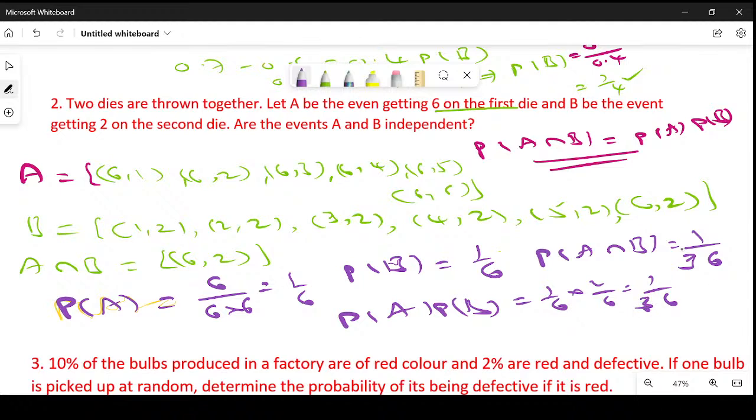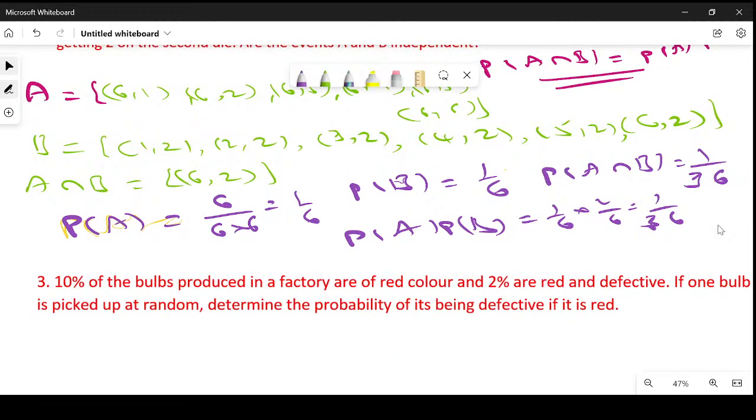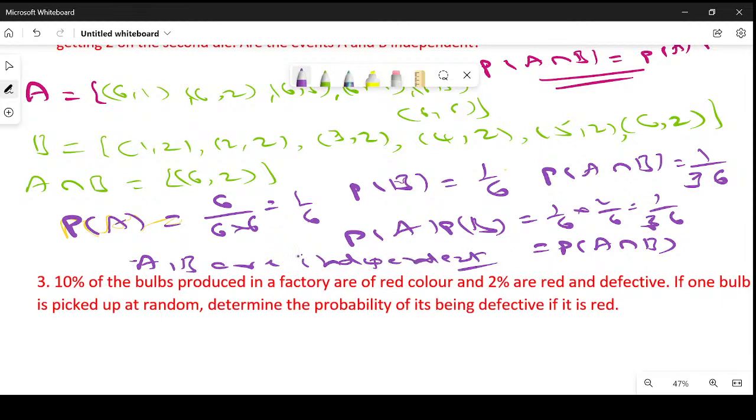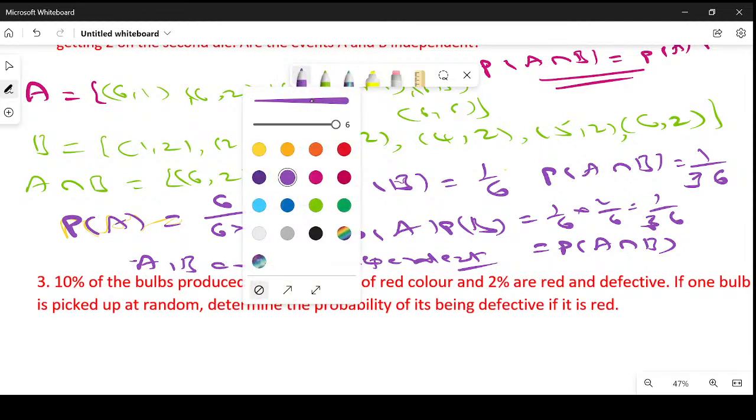So our conclusion is P of A intersection B equal to P of A into P of B. We got P of A into P of B equal to P of A intersection B. Therefore the given events are independent. The conclusion I can write: A, B are independent events.